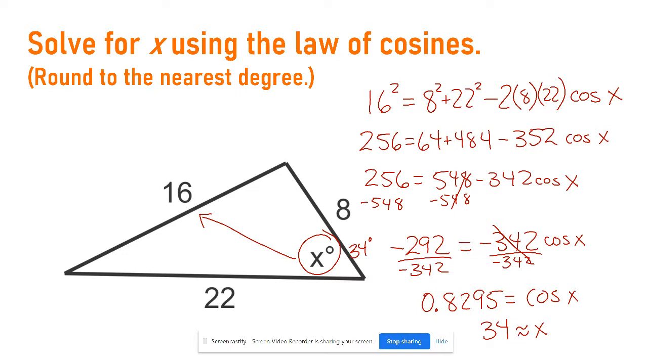And again, make sure you get a number that's reasonable. If you get a negative answer, you've done something wrong. On a triangle, you're not going to have a negative degree measure. If you get something bigger than 180, you've also done something wrong.